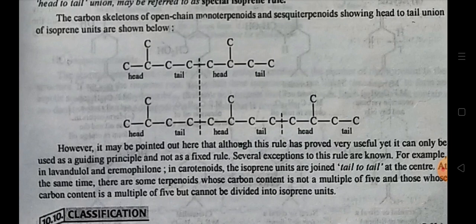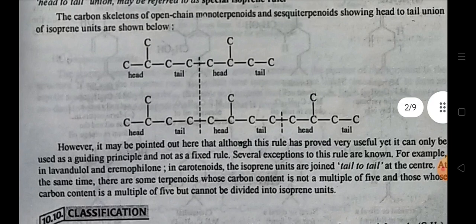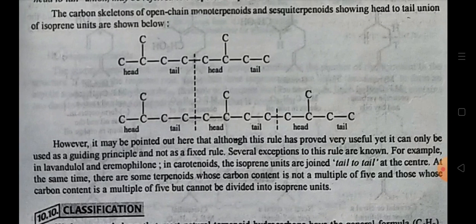However, it may be pointed out here that although this rule has proved very useful, yet it can only be used as a guiding principle and not as a fixed rule. Several exceptions to this rule are known. For example, in lavendulol and eremomorpholone, and in carotenoids, isoprene units are joined tail to tail at the center. At the same time, there are some terpenoids whose carbon content is not a multiple of 5 and those whose carbon content is a multiple of 5 but cannot be divided into isoprene units.